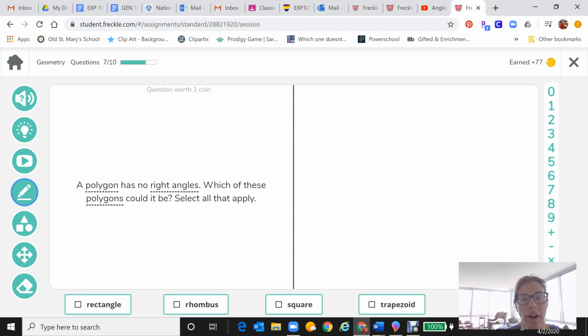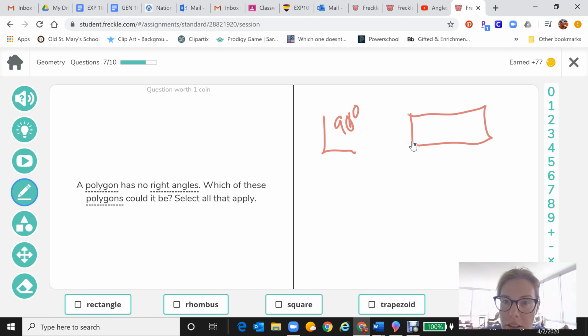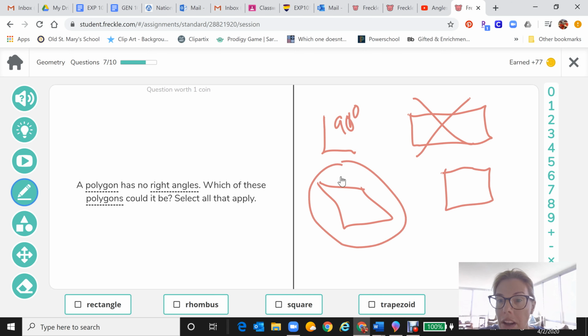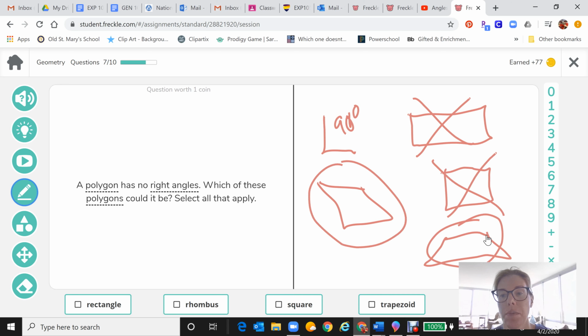Next one, a polygon has no right angles. Which of these polygons could it be? Okay, no right angles. So no, oops, it's 90. Nothing would equal 90 degrees. So we know already that a rectangle has all 4 right angles, so we know it would not be a rectangle. A rhombus, we know that's a square that's turned on its side, kind of like that. Does not have any right angles, none. Okay, so that's definitely an option. A square we know has 4 right angles, so it would not be that. And a trapezoid we know also has no right angles. So if I was doing this problem, I would say, okay, a rhombus and a trapezoid would be my answer.